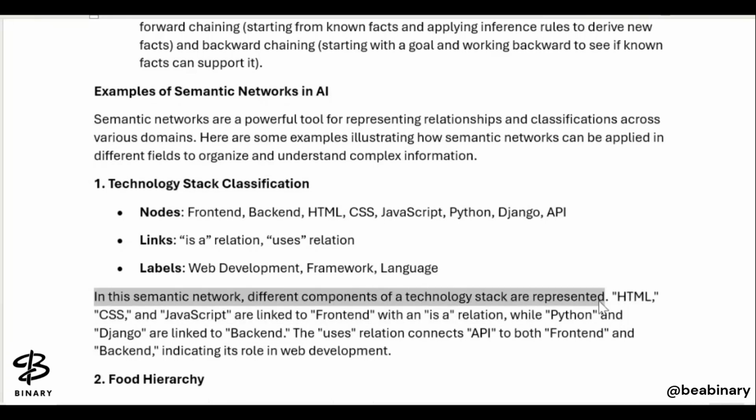HTML, CSS, and JavaScript are linked to the front end with an is-a relationship, so they are front end technologies. While Python and Django are linked to the back end, and the uses relationship connects the various application programming interfaces to both the front end and the back end, indicating their role in web development. Somewhere we are talking about the languages, the framework, and web development, when we are talking about a concept here. So here we can see the semantic web.